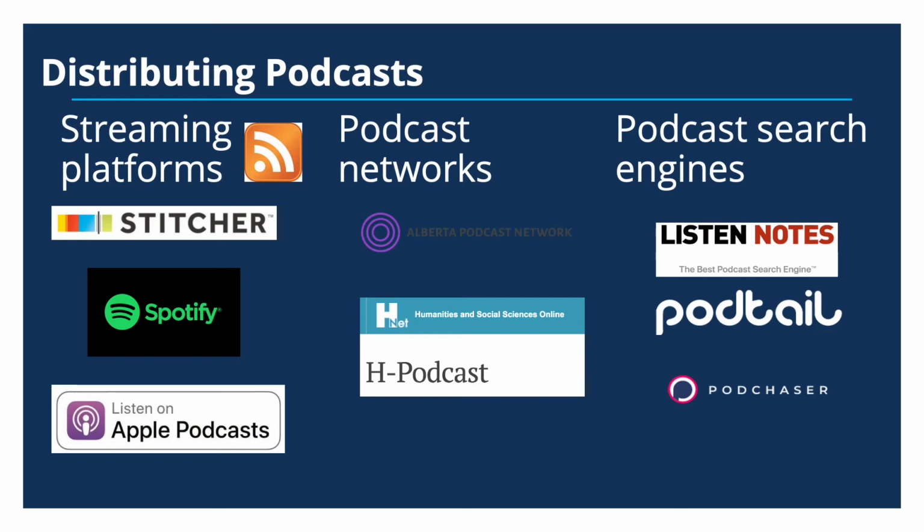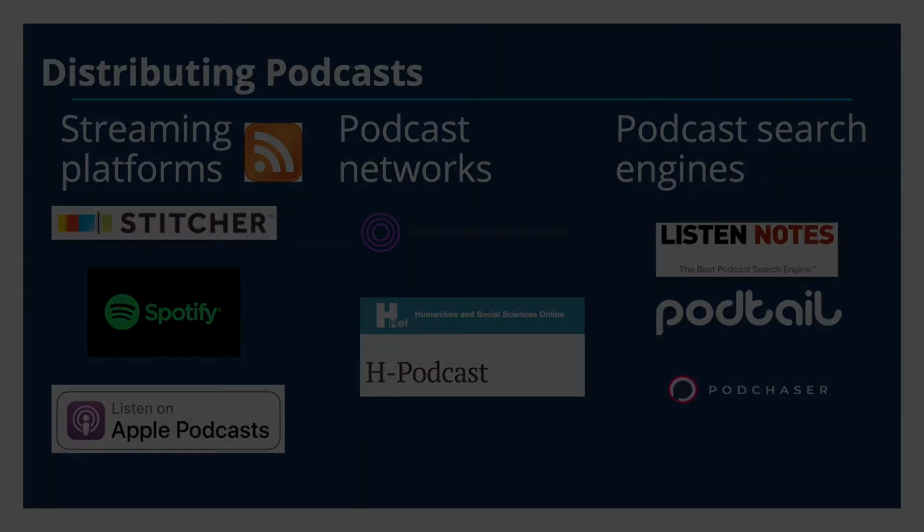If you want to have your podcast available to as wide an audience as possible, you can distribute it to a streaming platform using RSS. When creating a creator account on streaming platforms, you will need the RSS link. You can also submit your podcast to be included in podcast networks, like the Alberta Podcast Network or HNet Network for podcasts that are academic. This means that your podcast will be shared as a link on their network. You can also share the RSS feed link with podcast search engines and social platforms for additional reach.